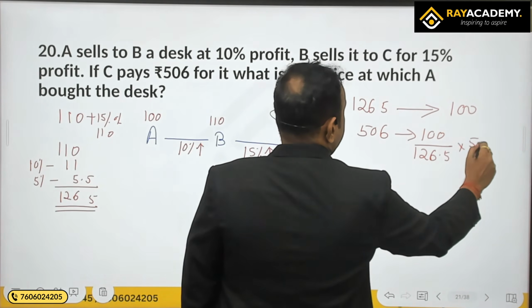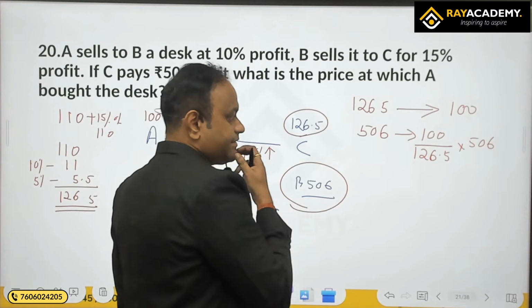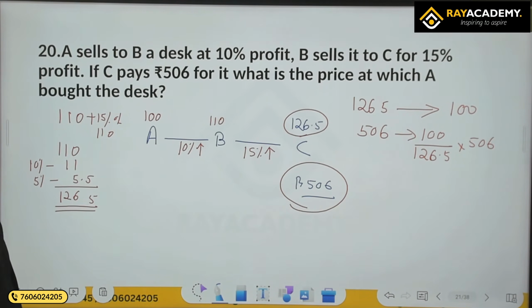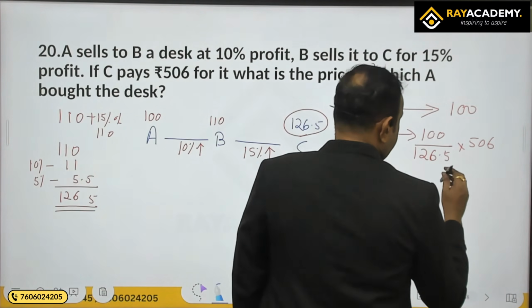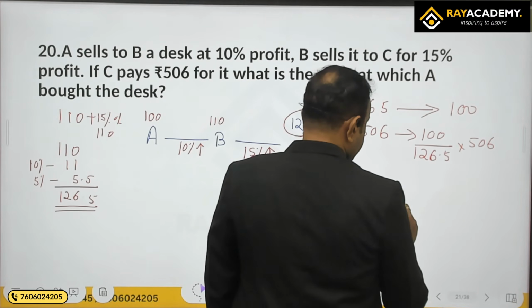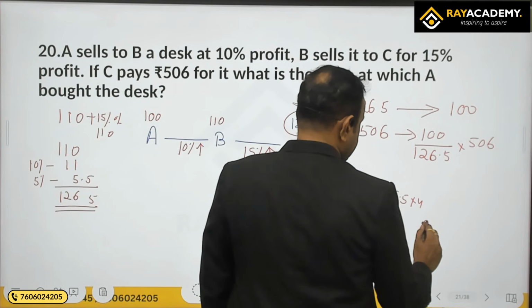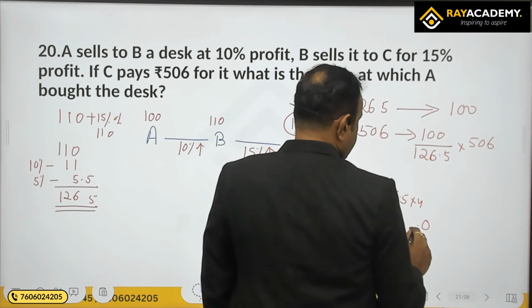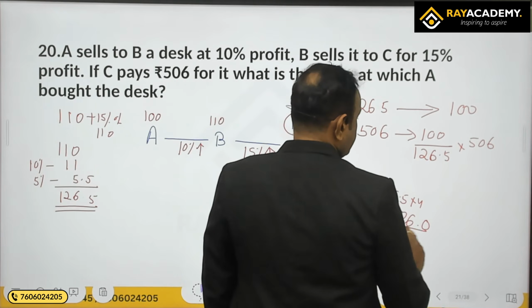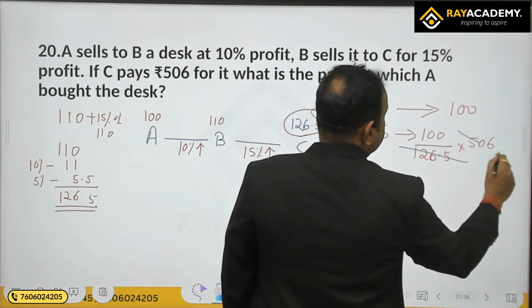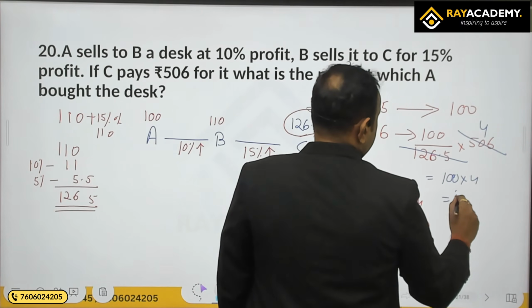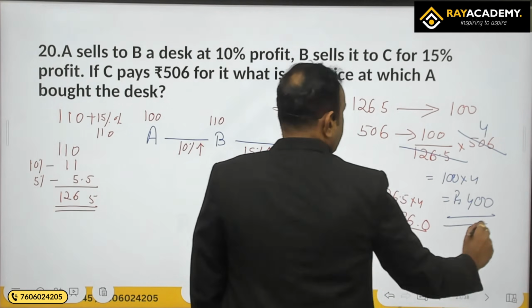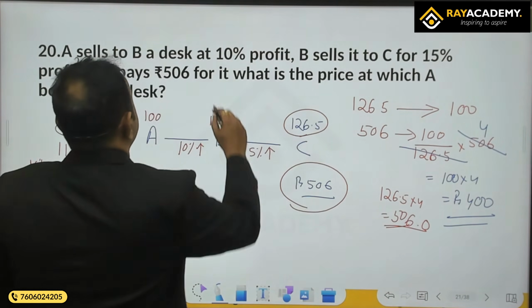When you solve it, I think it is divisible by 4. 126.5 into 4 gives 506. So this directly gets cancelled, 126.5 into 4 is 506, and you will get the answer 100 into 4, that is 400 rupees. This is your answer. So the right answer is 400.